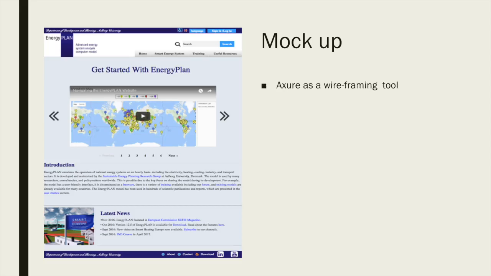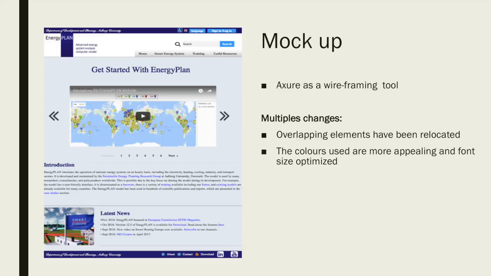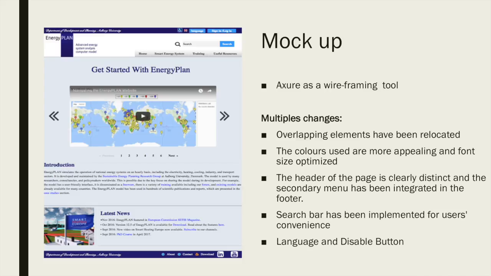Using Azure as a wireframing tool, a mock-up of the website has been created, and as you can see, multiple changes have been done. For example, all of the divs have been fixed and there's no more overflowing text. And on top of that, all of the planned improvements have been undertaken. As you can see, there's a disabled section and additional languages have been added, and the color scheme has also been optimized to a more modern look.